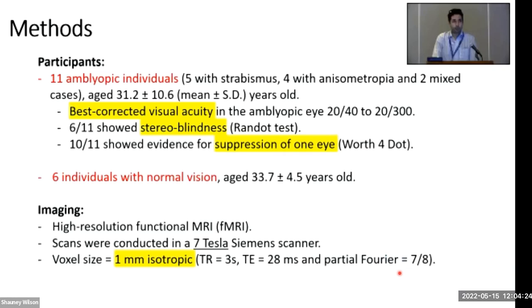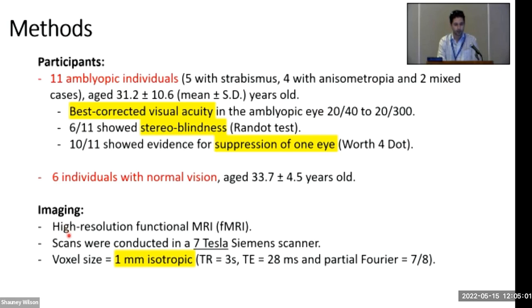Eleven amblyopic participants helped us in this study. Among them, 5 were strabismic, 4 were anisometropic, and 2 showed mixed cases. Best corrected visual acuity varied between 20/40 and 20/300. Six out of 11 were completely stereo blind, and 10 out of 11 showed suppression of one eye, and the other person showed diplopia. Also, 6 individuals with normal vision helped us in this study.